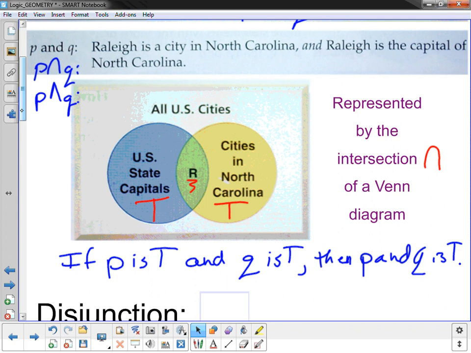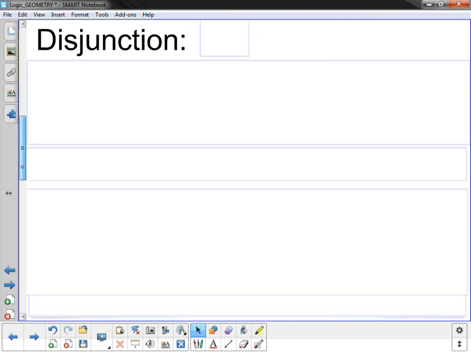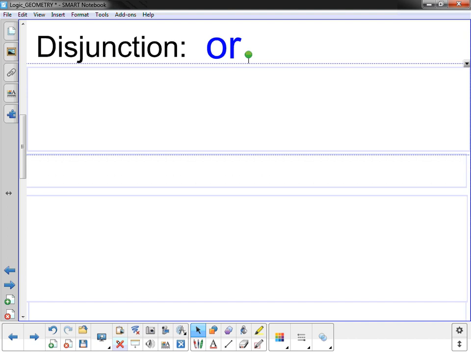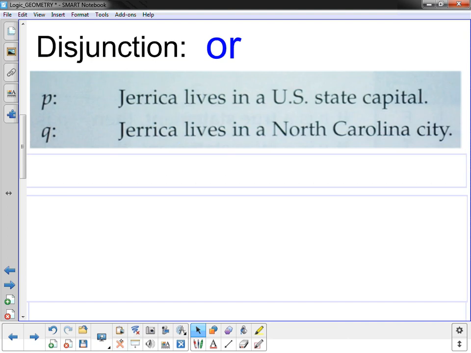Now the other way we can compound sentences is to use a disjunction. Well, if and is a conjunction, then or is the disjunction. So instead of saying P and Q, I could say P or Q. So let's get our formal definition so we can see what it looks like. I have two statements here. I have Jericho lives in a U.S. state capital, and I have the statement that Jericho lives in a North Carolina city.